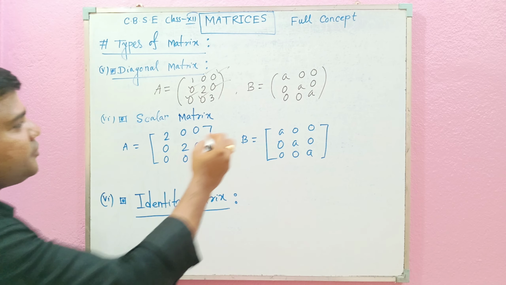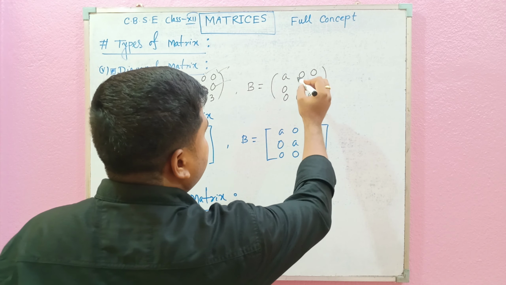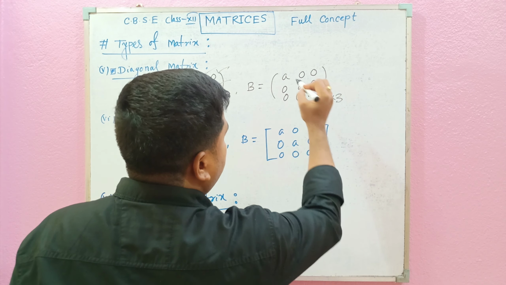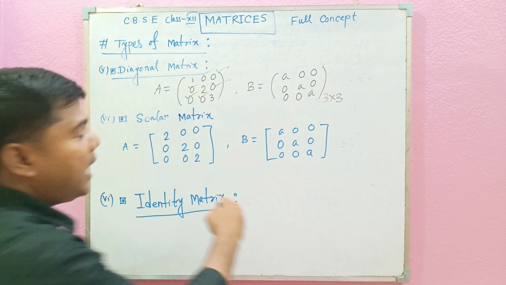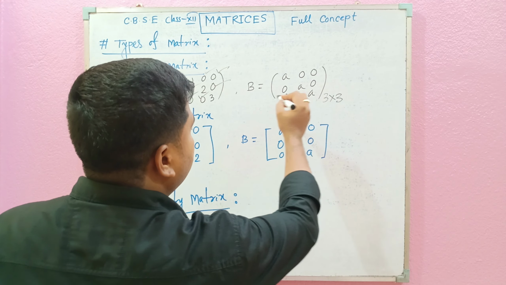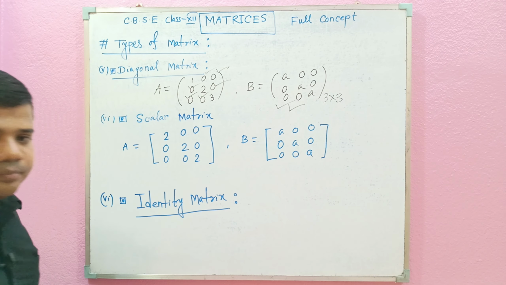Next, B is a 3 cross 3 square matrix. Here the diagonal elements are all A, but the other elements are all 0. So this is a diagonal matrix.